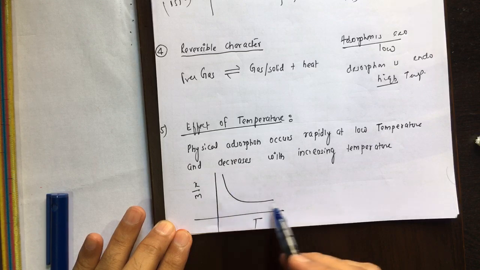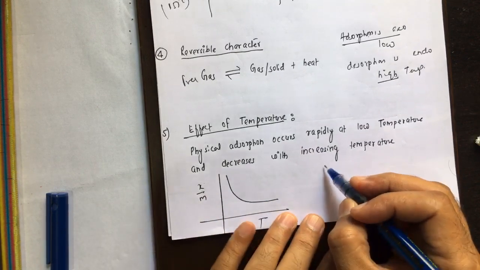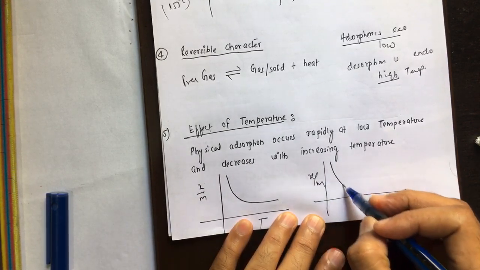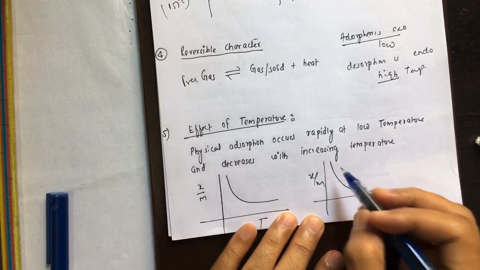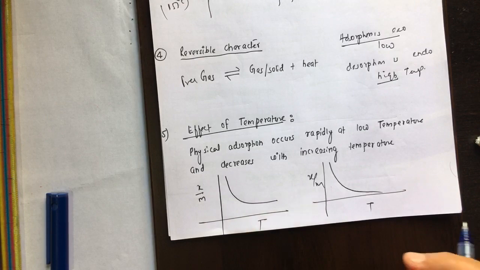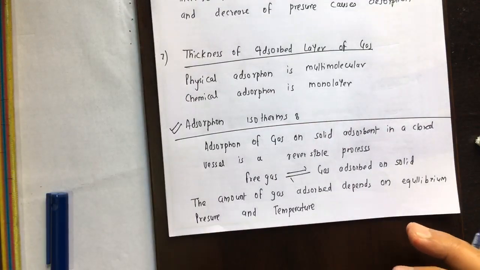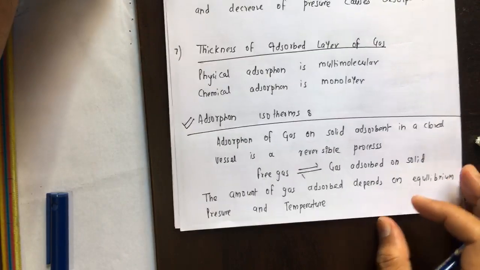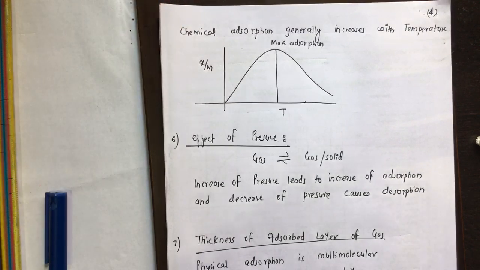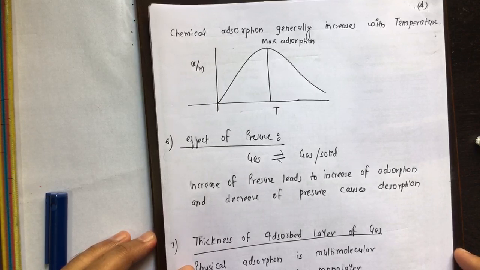It decreases with increase in temperature. The graph I have shown here goes like this: it occurs rapidly at low temperature and decreases with increase in temperature. This is physical adsorption. If you talk about chemical adsorption, dear students, it has been found to generally increase with increase of temperature.